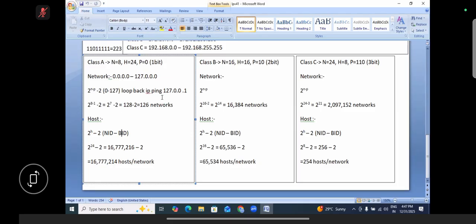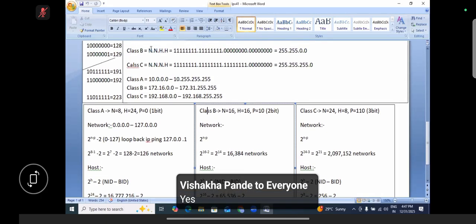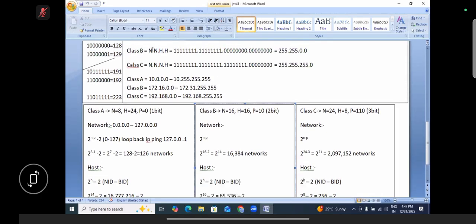Right, okay. So in the same way, class B. How many networks will we have? 2 networks. 2 networks means how many bits? 16, 8 plus 8. So how many hosts will we have? 2 hosts. 8 plus 8, 16.